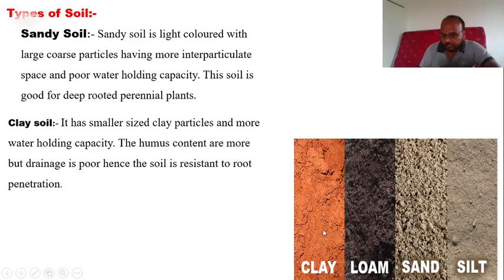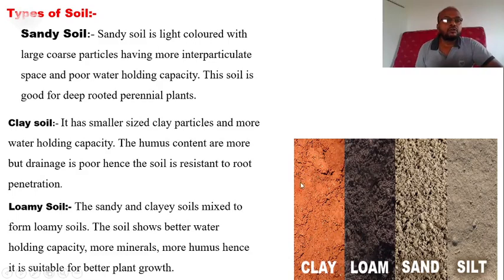But the drainage is very poor because there are very small particles and there is no sand, therefore the drainage is poor and the soil is resistant to root penetration. So this is the second type, the clay soil. And the third soil is called loamy soil. This loamy soil is a mixture of sandy and clay soil. So the sandy and clay particles are mixed and they form a loamy soil.